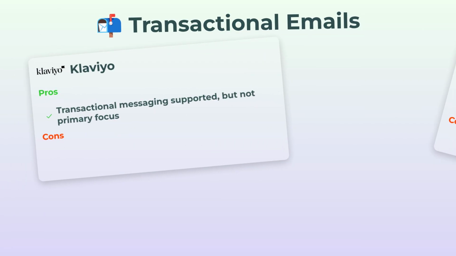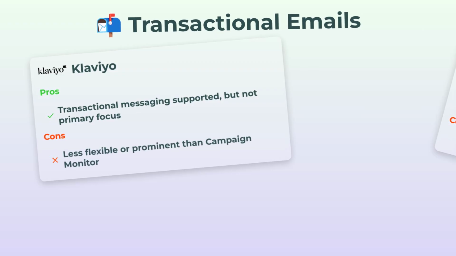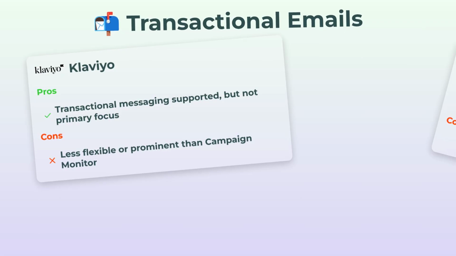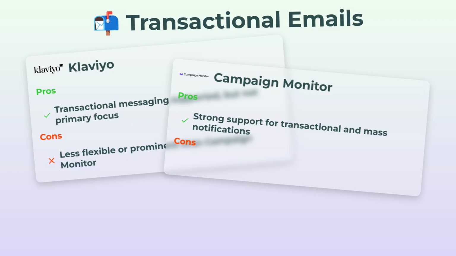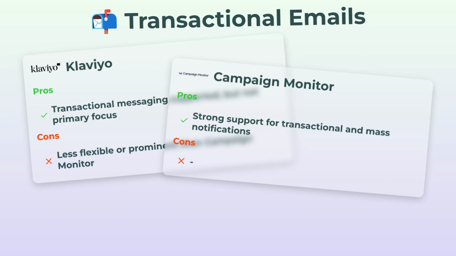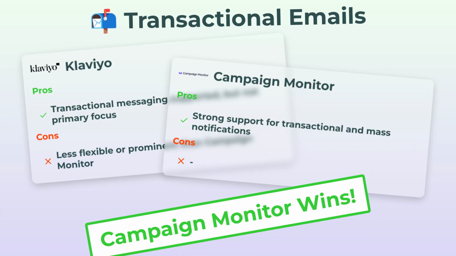Transactional emails. All right, Klaviyo supports them if you need, but honestly, it's not the star feature. Doesn't feel super flexible, and it's a bit behind if sending receipts or mass notifications is your jam. Campaign Monitor, though, way better setup for transactional and big notification blasts. So if you're sending lots of order updates or account alerts, Campaign Monitor nails it and wins here.